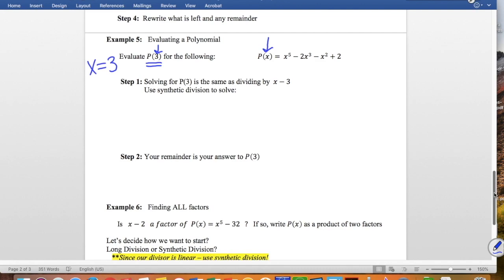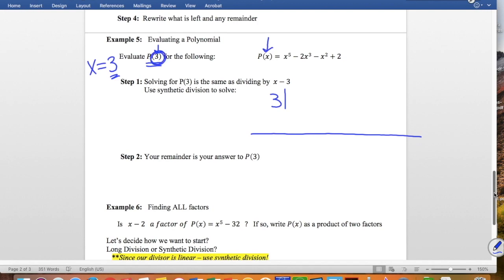So instead of having to actually go into my calculator and do 3 to the 5th minus 2 times 3 to the 3rd minus 3 squared plus 2, instead of having to do that math where I have to do 3 to the 5th and 3 to the 3rd and 3 squared, I can just use synthetic division and divide by x minus 3. So I'm basically taking that 3 and we're going to go ahead and do our synthetic division. I'm going to write it out right here. This we're going to practice. You're going to get to practice it for the first time. So my divisor is 3, which is just basically the number you see right there.